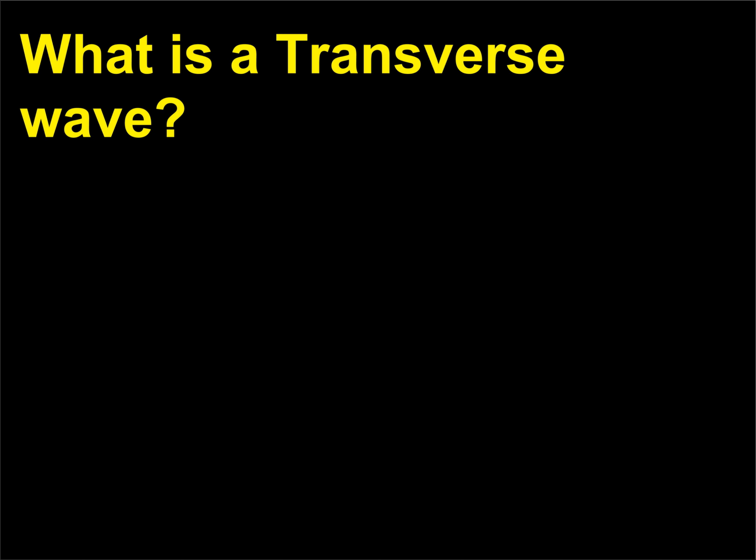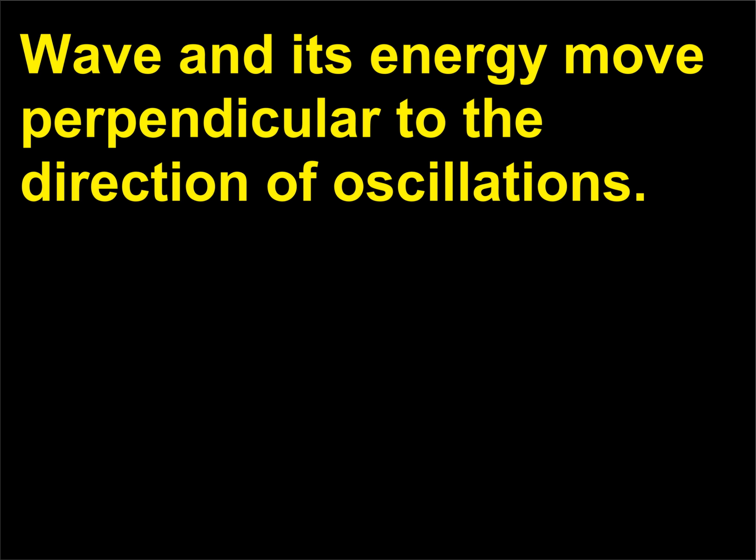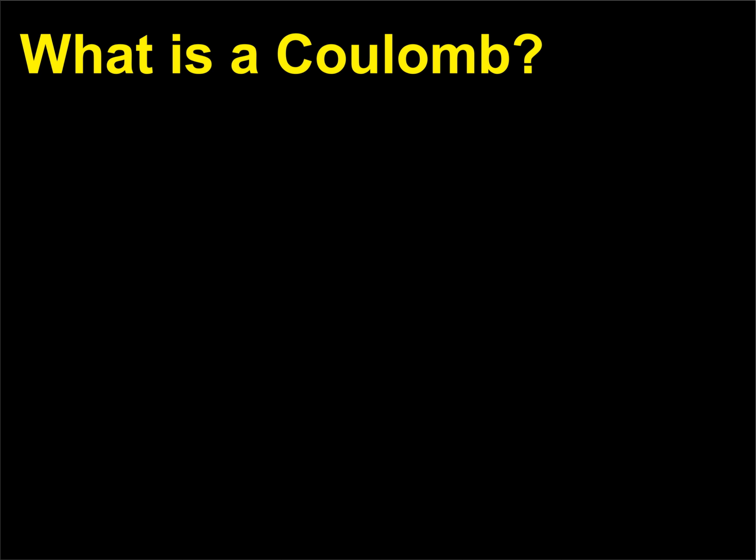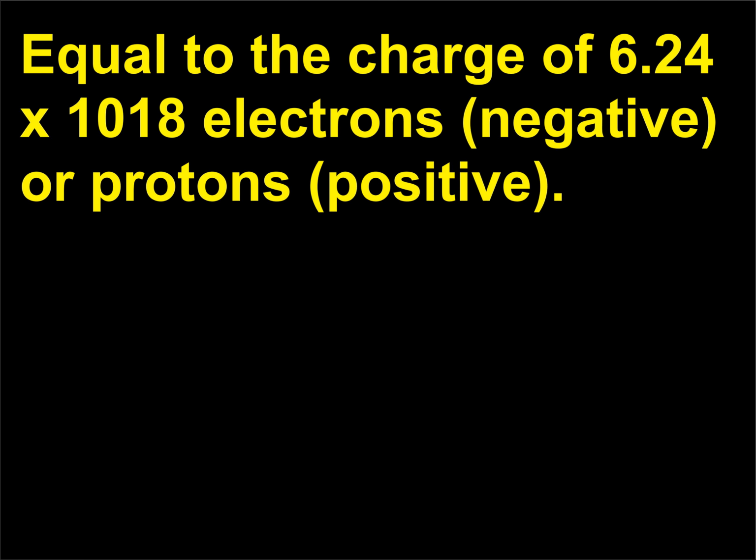What is a transverse wave? Wave and its energy move perpendicular to the direction of oscillations. What is a coulomb? Equal to the charge of 6.24 x 10^18 electrons, negative, or protons, positive.